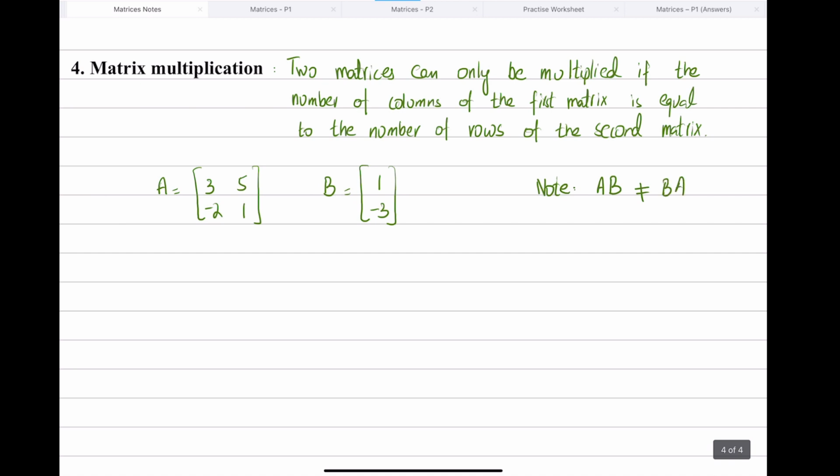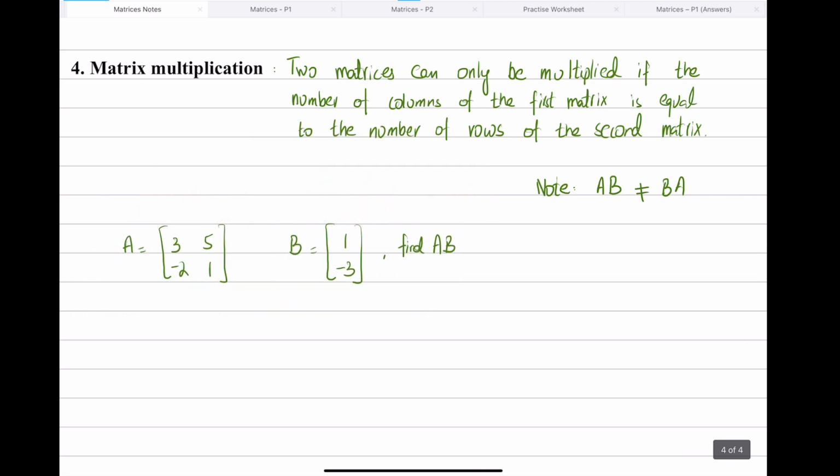Okay, normally in regular numbers, let's say we do 3 into 5, that's 15. We do 5 into 3, that's also 15. Okay, but in matrices, it's not the same thing. A being multiplied by B, you will notice, is not the same as B being multiplied by A. Okay, so let's say you have to find out AB. What does that mean? That means you have to multiply matrix A with matrix B.